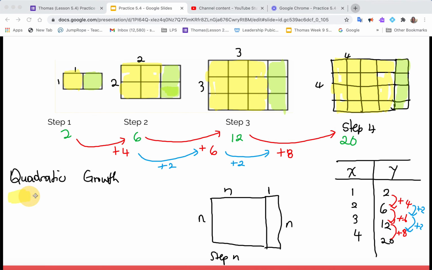my yellow is going to be my n by n, and my green, sorry about that, my green is representative of my 1 times n. So the expression that gives us this pattern is n squared plus n.